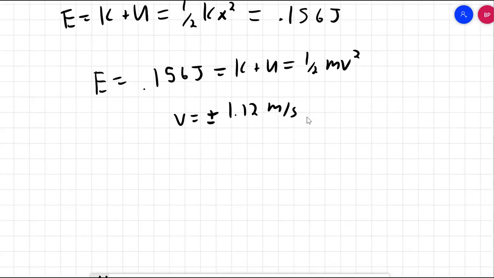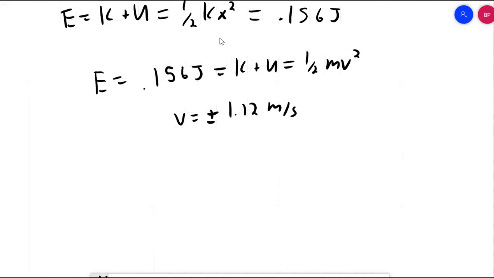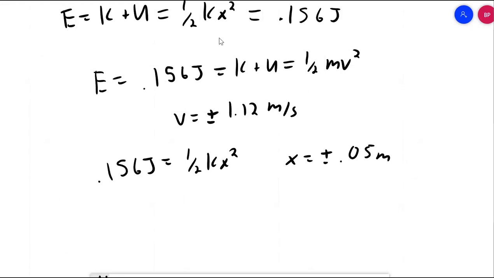Okay, now the last thing you want to know is what the maximum distance that the spring will be compressed is. So we'll do the same thing. We'll start off with our energy. Now, when the spring is maximally compressed, the velocity is 0, and so we're only left with potential energy. If we solve for our x here, we have plus or minus 0.05 meters.